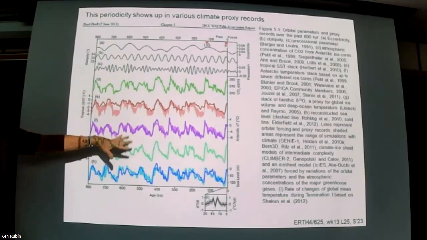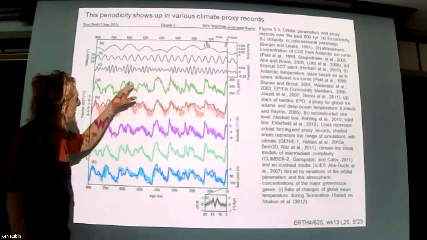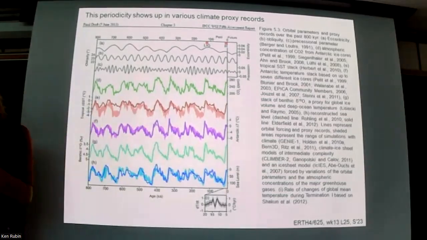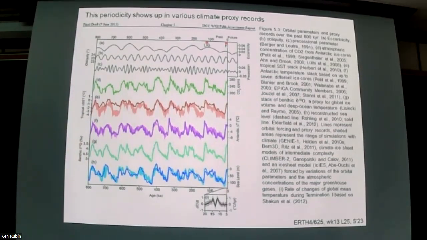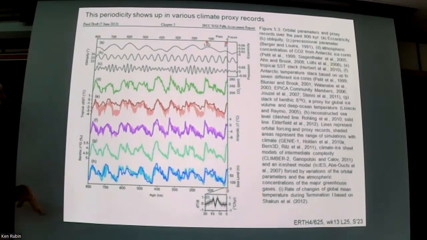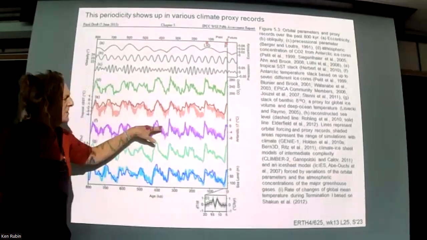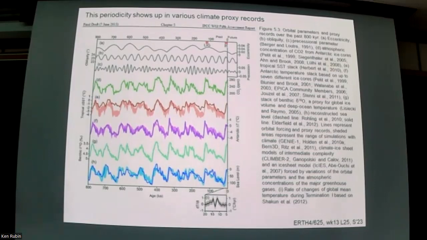These are a bunch of different proxy records. This is carbon dioxide in the atmosphere, for instance. This is tropical sea surface temperature. Sea surface temperatures are reconstructed by looking at the strontium-calcium ratio in corals, which put down annual bands, many of them shallow water corals too. This is Antarctic temperature reconstruction. This is done with the deuterium-hydrogen ratio of the water and the ice.